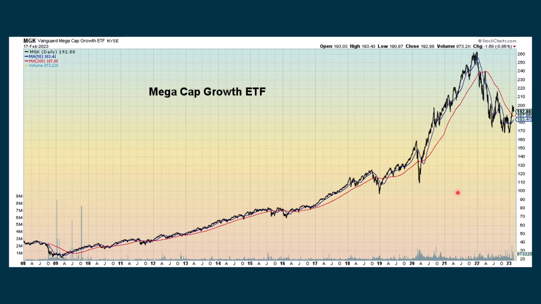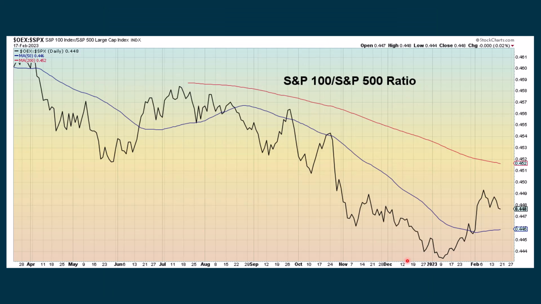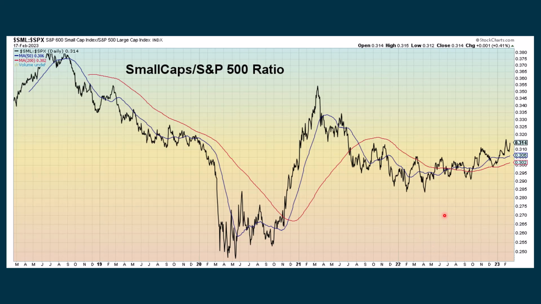Looking at the S&P and some other stocks, we have the Mega Cap Growth ETF. These are the big companies, the Apples, the Googles, the Microsoft. They're showing some improvement lately, but not enough to give us a golden cross. The Mega Cap Growth against an equal weight version of the S&P 500 shows how the Mega Caps have been underperforming. The S&P 100 has been underperforming the S&P 500. The S&P 100 are the 100 biggest stocks in the S&P 500.